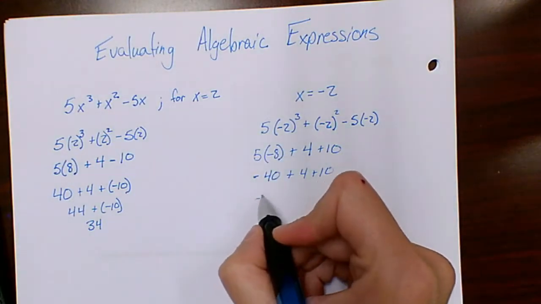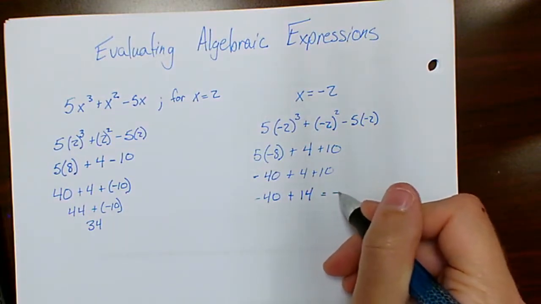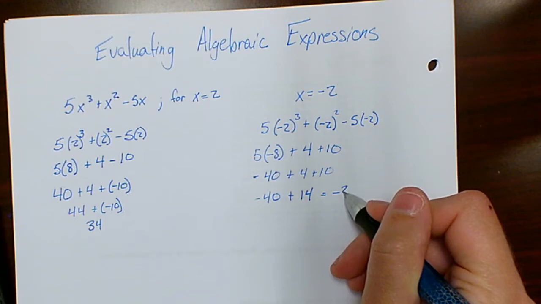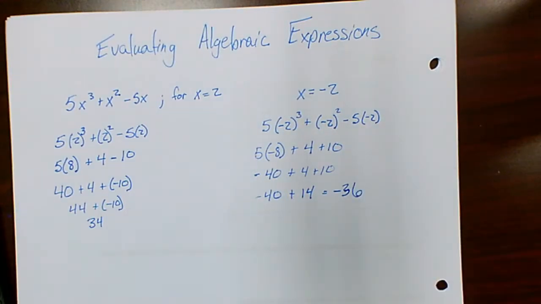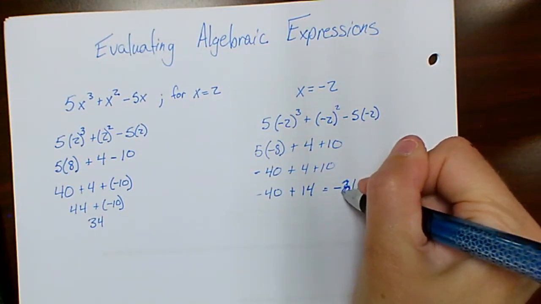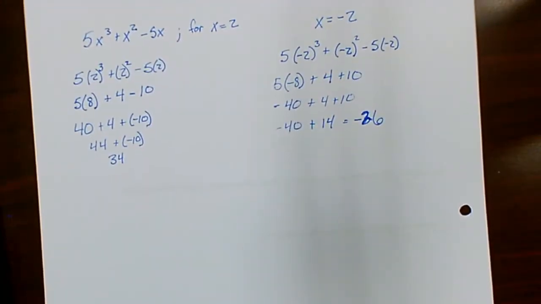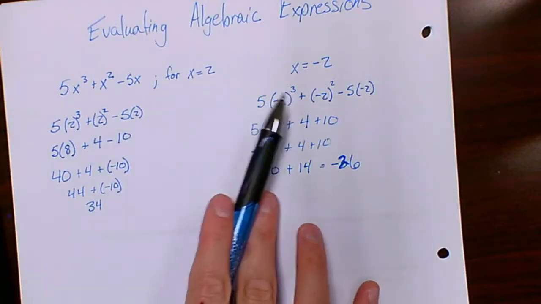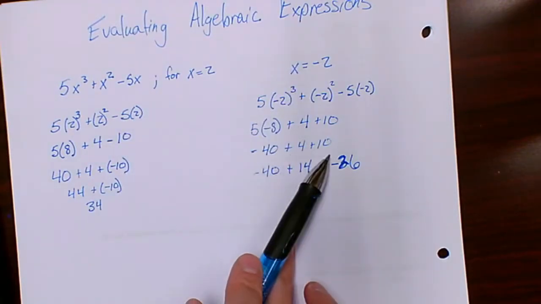So negative 40 plus 14, if you subtract, we get a negative value, and we'll get 36. No, 26, sorry. 26. Negative 26. So as you can see, solving for different variables or different numbers will cause a different value.